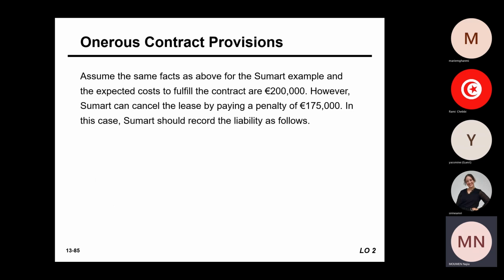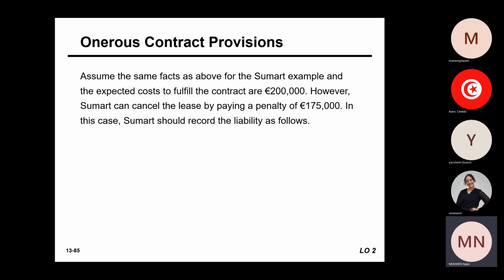So here, assuming the same facts as above for the Smart example and the expected cost to fulfill the contract is 200, however, Smart can cancel the lease by paying a penalty of 175. So this is what I just discussed here. If you are in a situation where you have the cost to fulfill the contract, so continue, of course, subleasing the facilities for 200,000 for the 3 years, or you have also the possibility to exit, to cancel the lease, but you have to pay a penalty of 175.